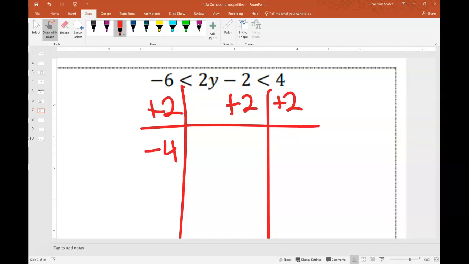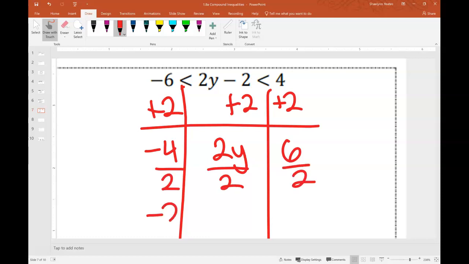-6 plus 2 is -4. In the middle, all that's left is a 2y. And at the right, we're left with a 6. So now I need to divide everything by 2. And I have -2 on the left, a y in the middle, and a 3 on the right.